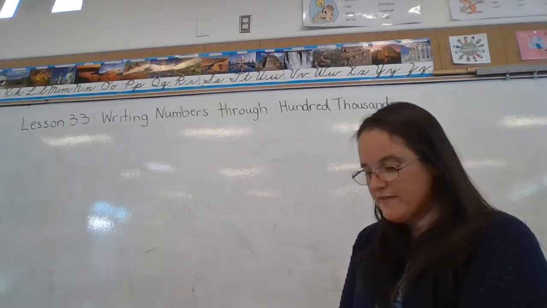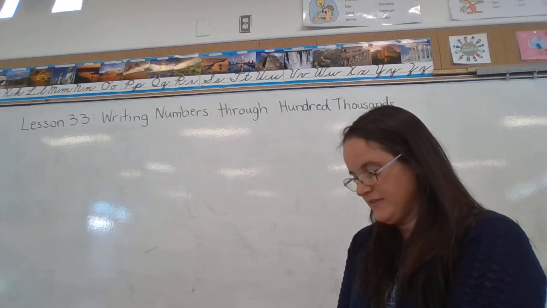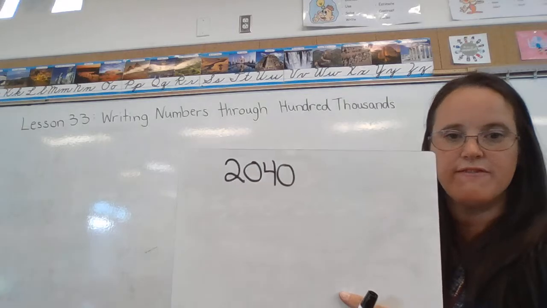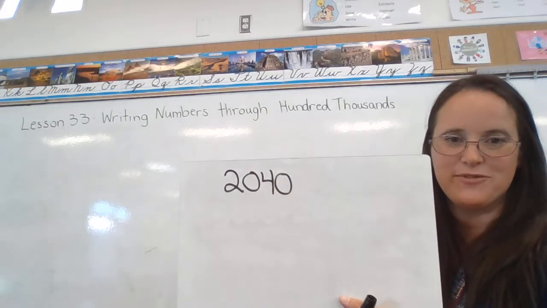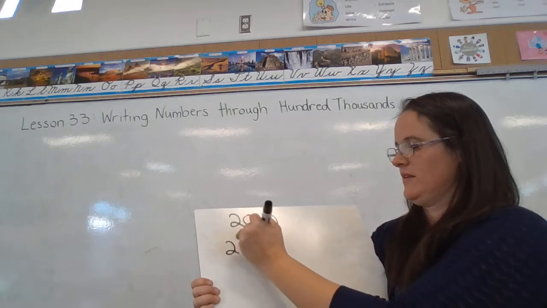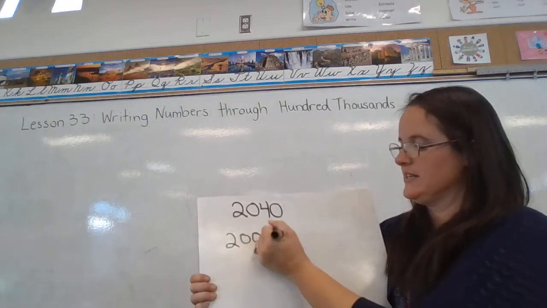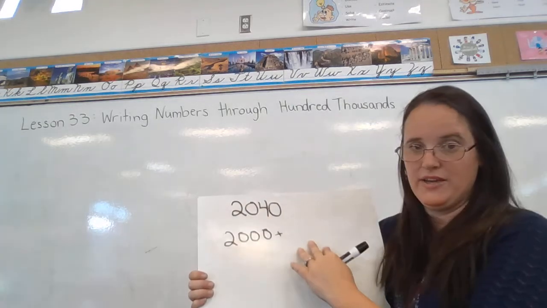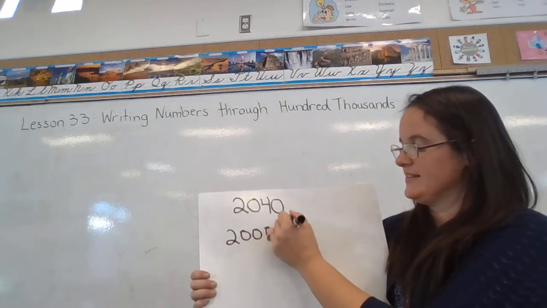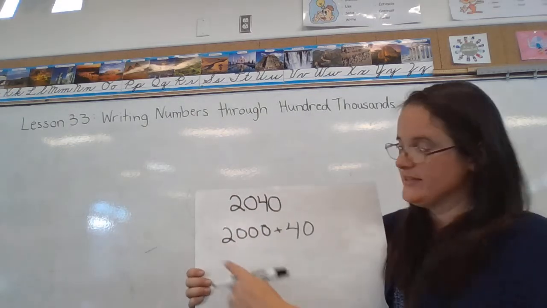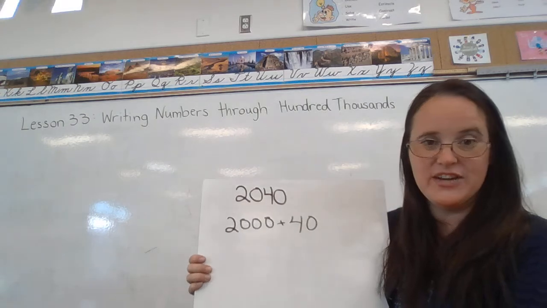Write 2,040 in expanded form. Try this one. There's my 2,000. Now, I don't have any hundreds, so I'm not going to add any here. I'll move on to the tens. I have 4 tens, which is 40, and I don't have any ones. So this is our final answer here.